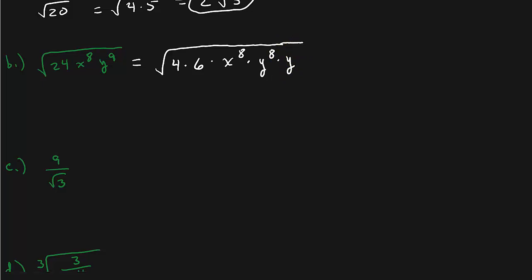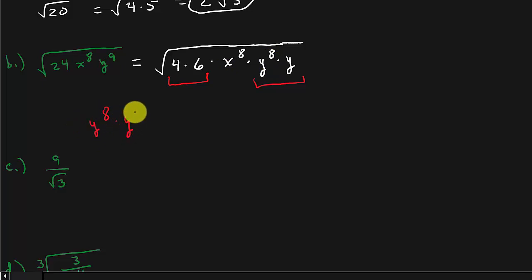So what I did is, you see the 24, how I had to split that up? That's the same thing I did to this 9 here. I had to split it up. See, y to the 9th has a perfect square in it, y to the 8th. So just remember, y to the 8th times y, and that's y to the 1st, is equal to y to the 8 plus 1, which is y to the 9th. All right, so I'm just simplifying that. I'm just breaking it up.